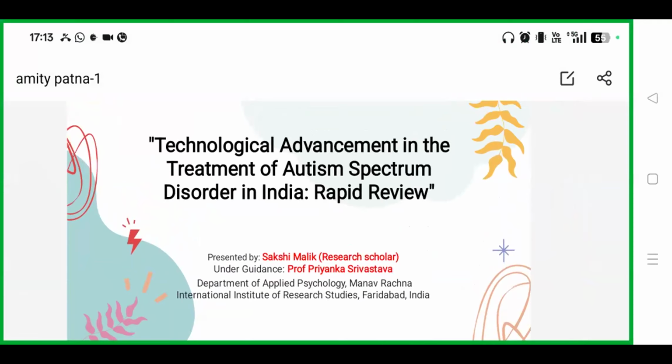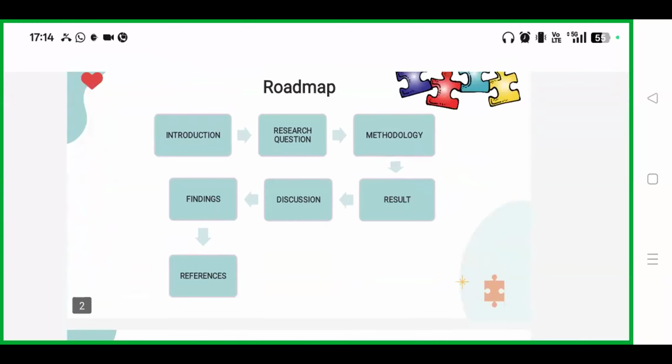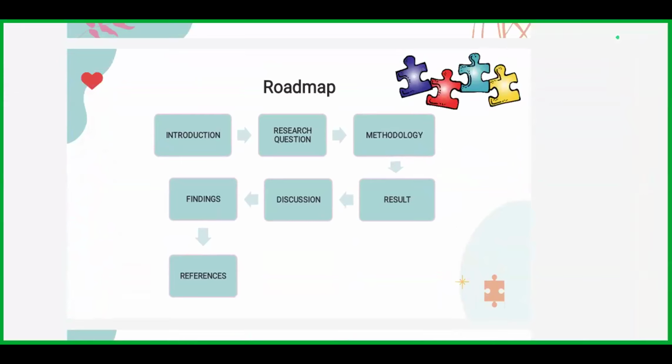Okay, sir. Good afternoon, everyone. My name is Sakshi Malik. I'm a research scholar at Manav Rachna International Institute of Research and Studies in Faridabad. My supervisor is Professor Priyanka Srivastava, and I will be presenting on the technological advancement in the treatment of autism spectrum disorders in India, a rapid review. This is the roadmap which I'll be following: the introduction, research questions, methodology, results, discussion, findings, and the references.